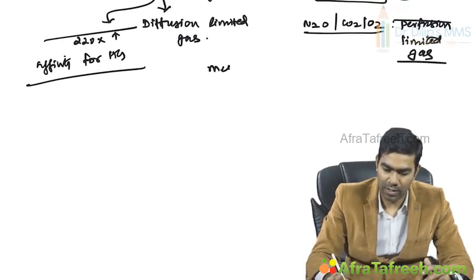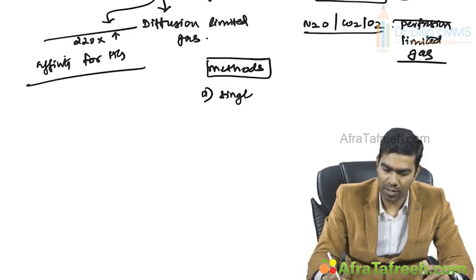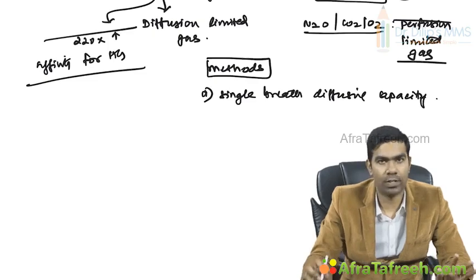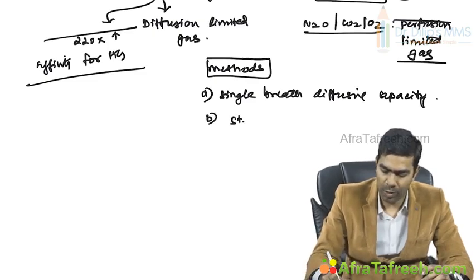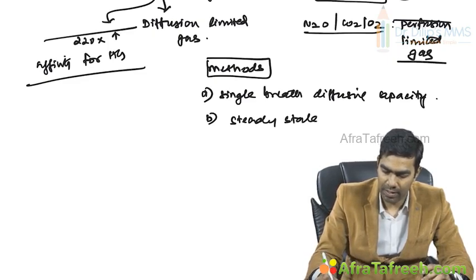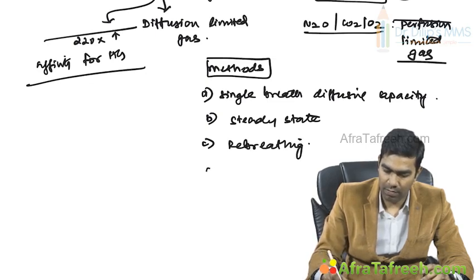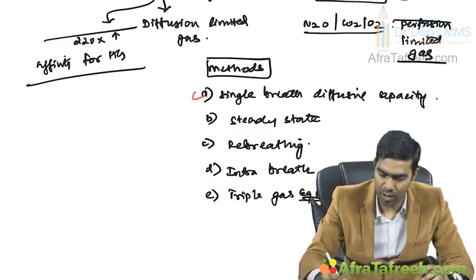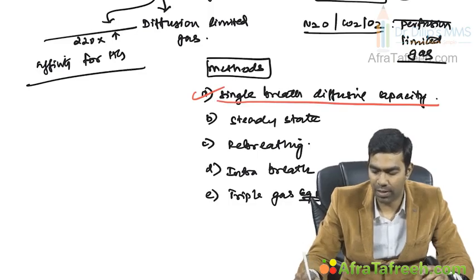So what are the methods to assess DLCO? There are a lot of methods. The first one, the traditional method, is the single breath diffusing capacity, which is supposed to be the gold standard even now. Second, you have another technique called the steady state technique. Then the rebreathing technique. Fourth, the intra-breath method. And the fifth one, the triple gas equation technique. But the most commonly followed, and the gold standard, is the single breath diffusion capacity of carbon monoxide.